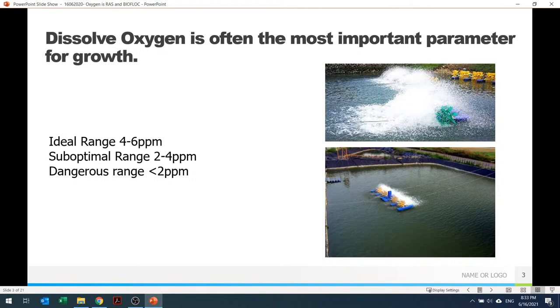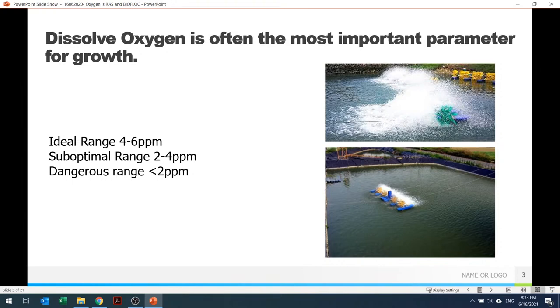The oxygen demand is not consistent between ponds. For example, if your pond has very high growth of algae and looks greenish, these sorts of ponds will consume oxygen at night and produce oxygen in the morning. For ponds that are slightly golden in color, which might be running a biofloc system, depending on how much biofloc or microbial protein you have, they will consume a different amount of oxygen as well.